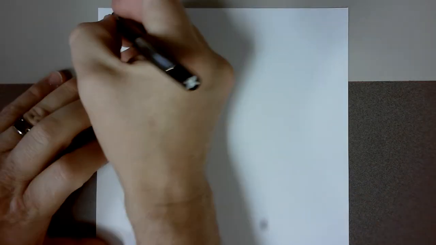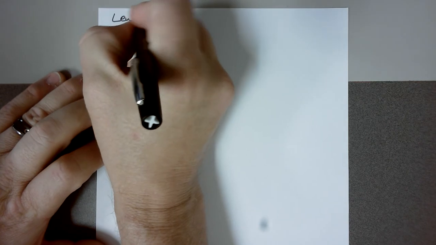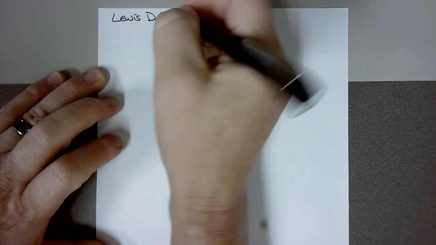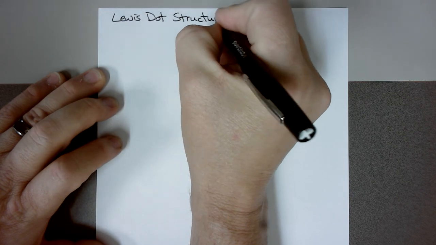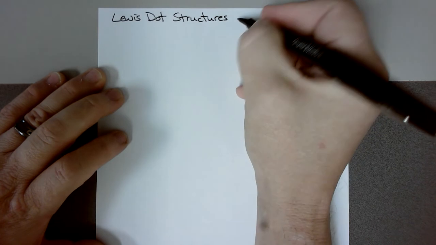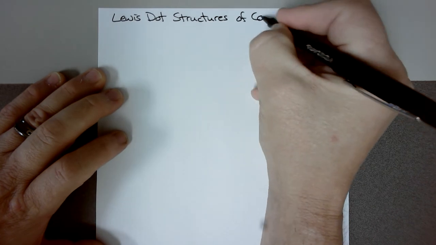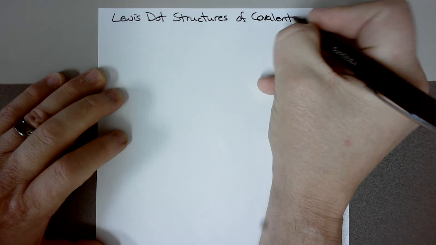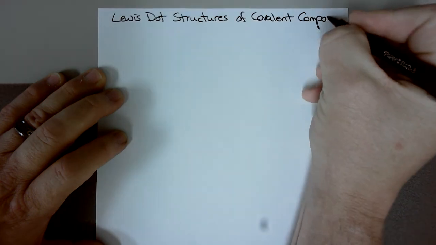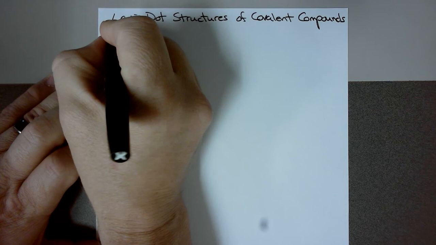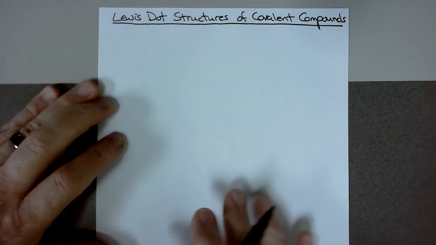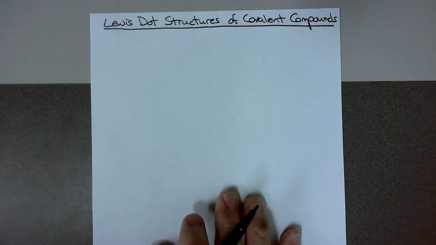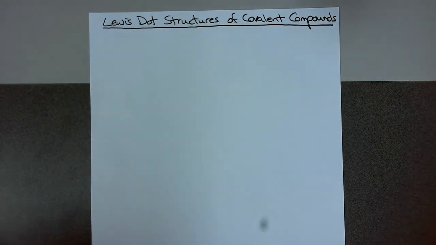Hello Bobcats. Today we are going to discuss Lewis dot structures of covalent compounds. So let's go through the rules and then we'll do some practice of writing Lewis dot structures for covalent compounds.